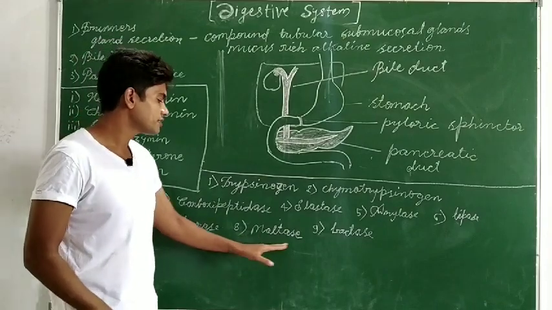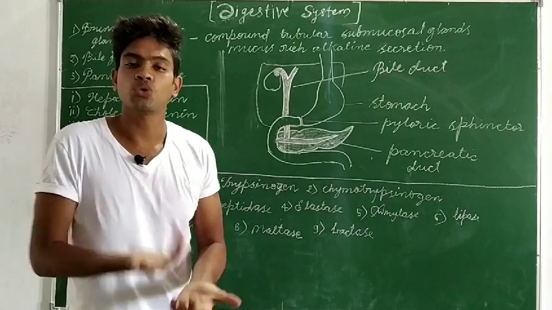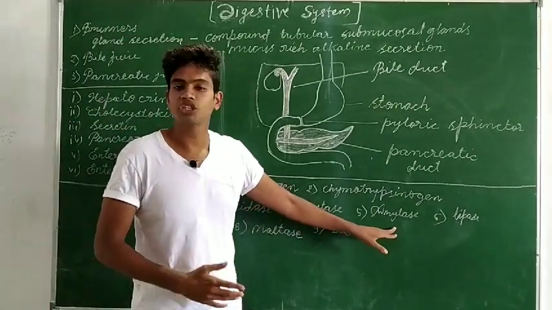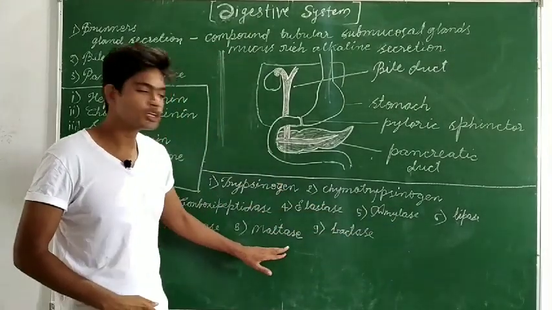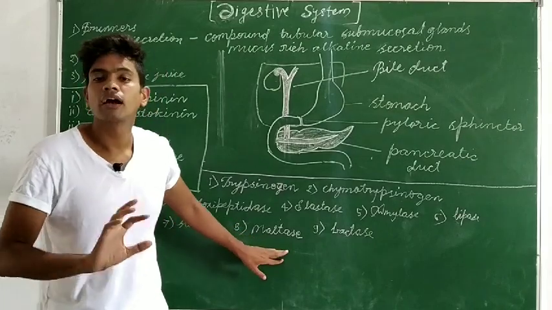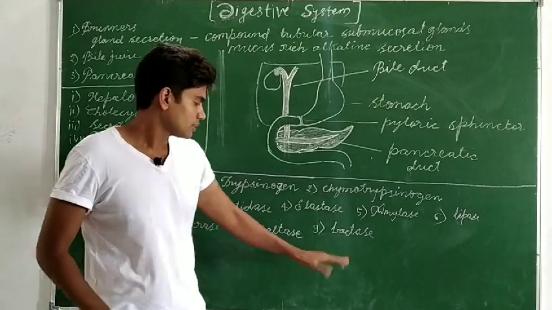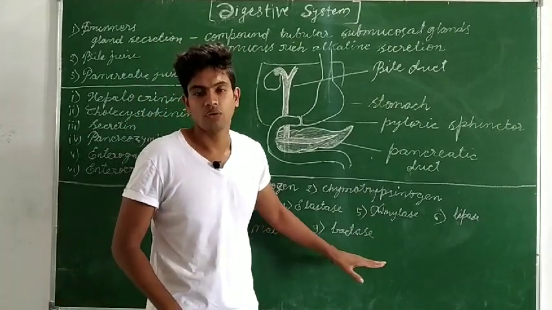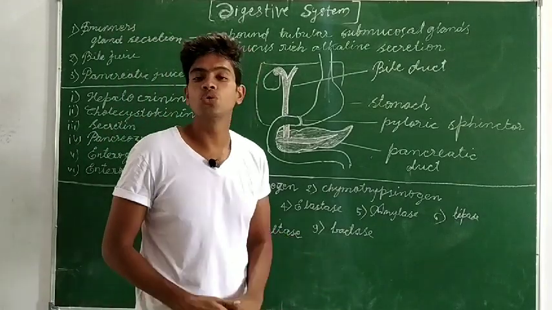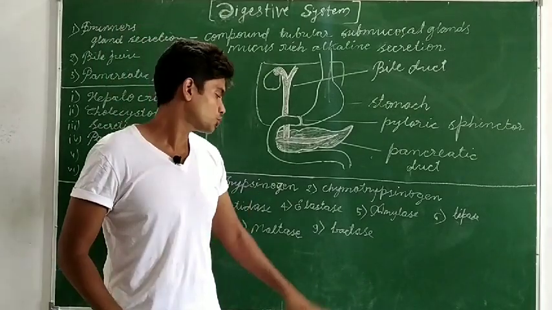Now the next one is maltase. As the name suggests, it acts on maltose. We remember that amylase converts the starch into maltose. Now that maltose is acted upon by maltase, and this maltase converts the maltose into simple glucose. Now the last one is lactase. As the name suggests, it converts the lactose into glucose and galactose. Again, these are the simpler forms of sugar.